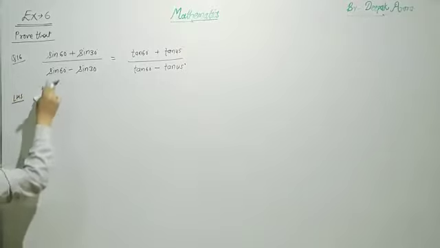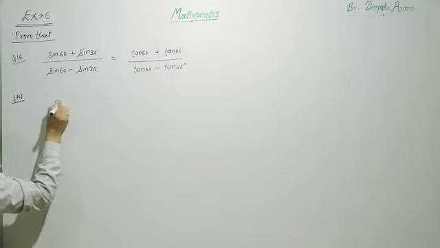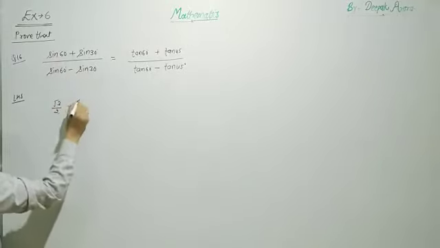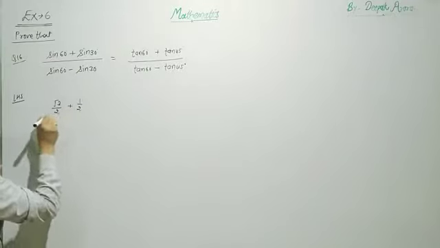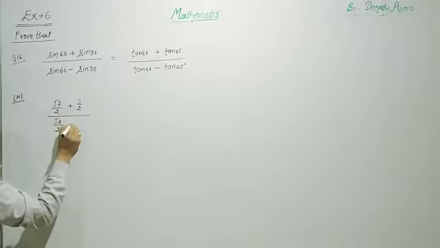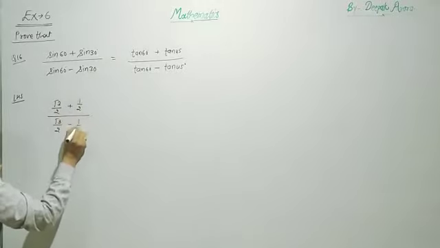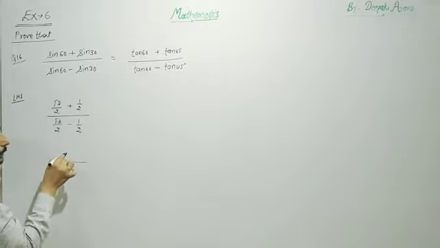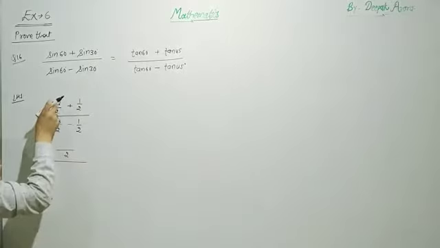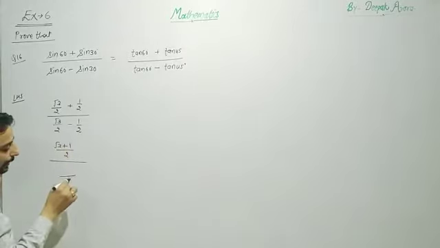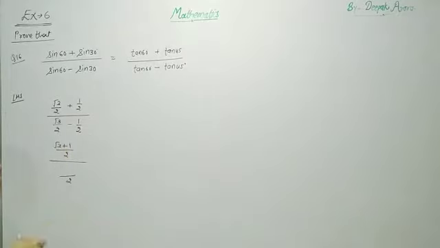Now first of all, we have seen the value sin 60 is root 3 by 2, and sin 30 is 1 by 2. The expression is sin 60 plus sin 30 divided by sin 60 minus sin 30. Taking the LCM in the numerator, it is 2, then we have root 3 plus 1, and also taking the LCM in the denominator, it is root 3 minus 1.